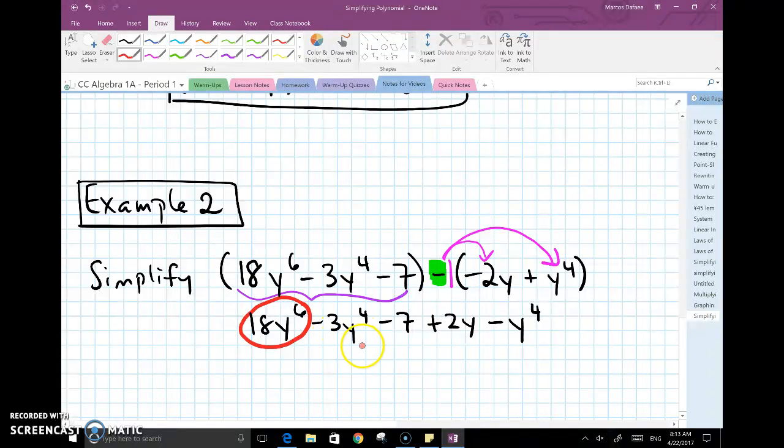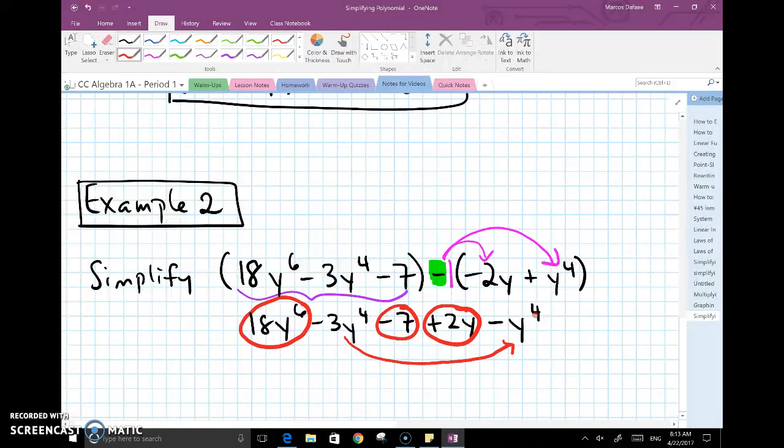This negative 3y to the 4th will join with this negative y to the 4th. The negative 7, let's see, there is no other constant term, so again, I will circle that. And this 2y, again, there's no other term it will combine with, so I will circle that. So really, the only things that will combine with something else are these two terms with the y to the 4th powers, here and there.